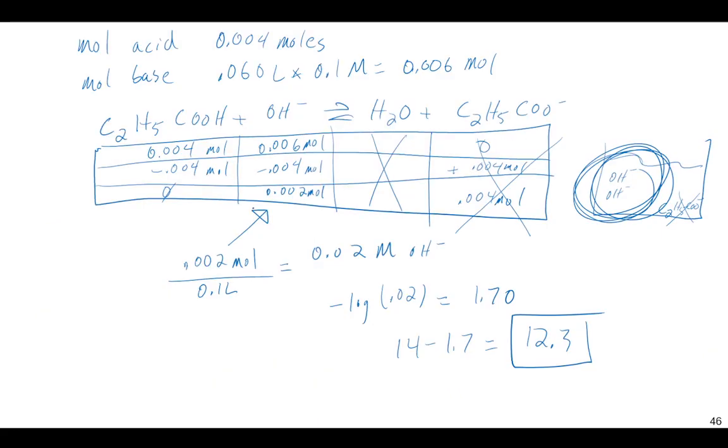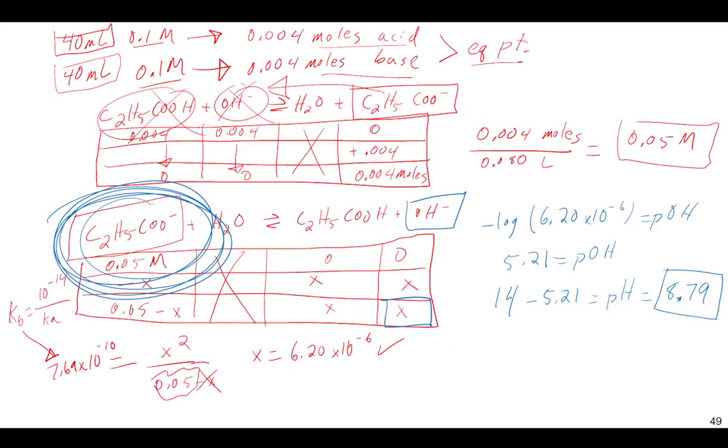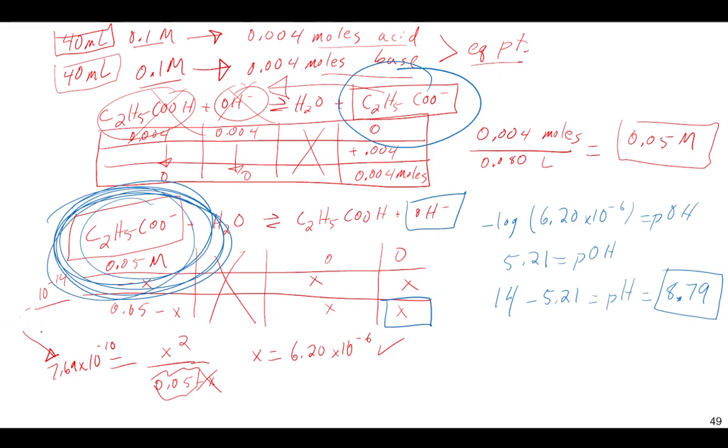Or at equivalence, you would wind up creating the conjugate acid, which you'll have to turn into a second ICE chart and worry about its Ka, from the given Kb, and calculate the pH, because that's what you'll have in the very end of the second ICE chart.